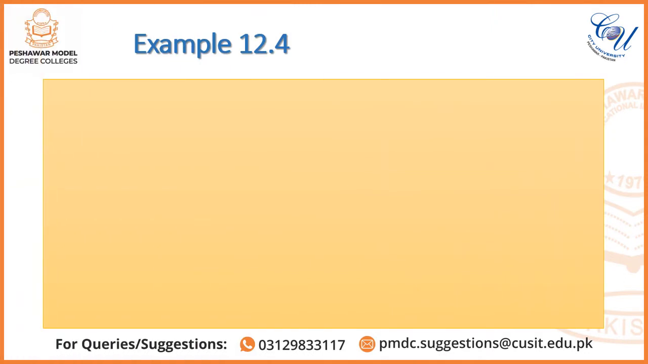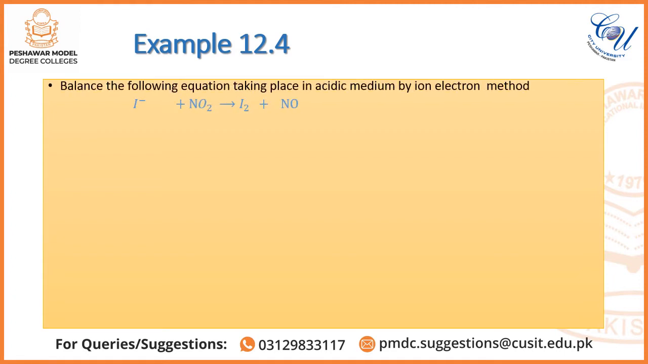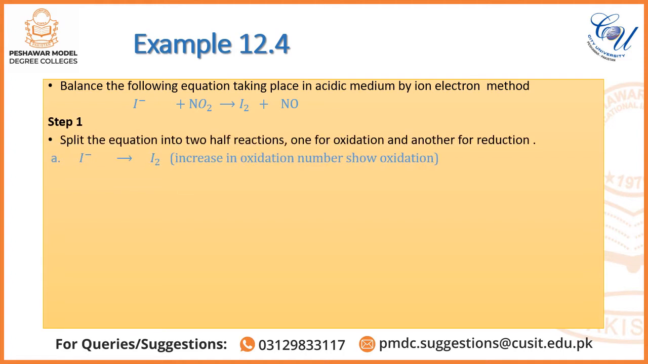Let us now apply all these rules to example 12.4. The example is: balance the following equation taking place in acidic medium by ion electron method. We can see this equation is not balanced and we will have to balance it by applying these rules. Step 1 is split the equation into two half reactions, one for oxidation and another one for reduction. Equations A and B are the equations for oxidation and reduction respectively.